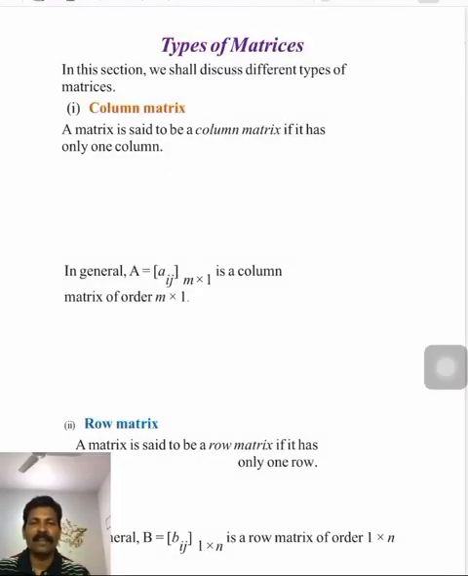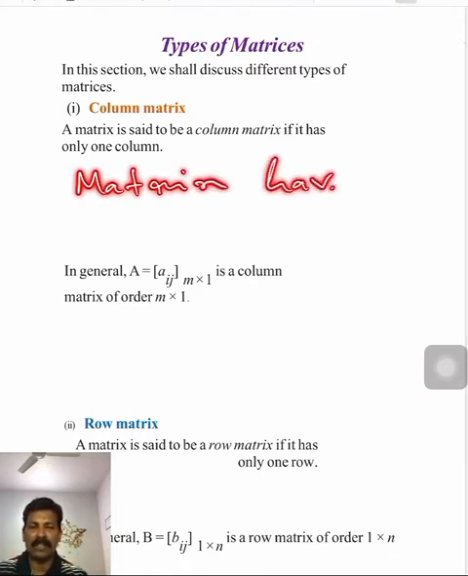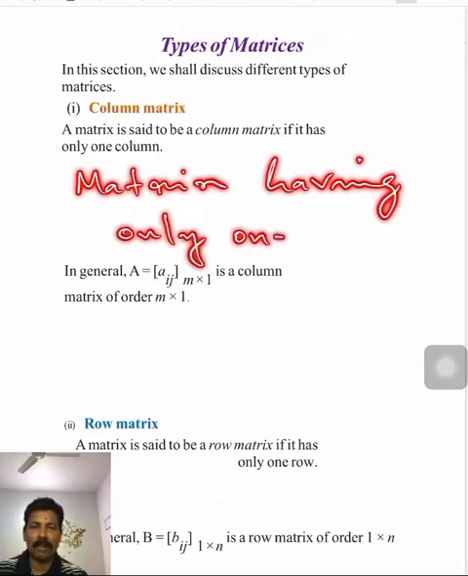Hi, in this section we shall discuss different types of matrices. First one is column matrix. A matrix having only a single column is called a column matrix. A matrix is said to be a column matrix if it has only one column.